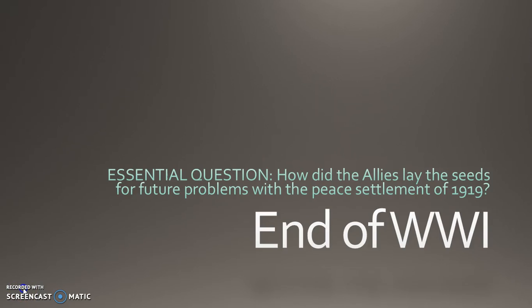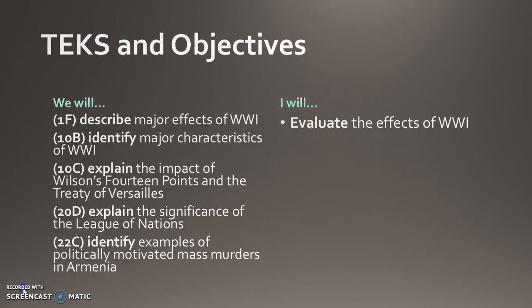Guys, in this video we will be discussing the end of World War I. We are going to be describing the major effects of World War I. We will be identifying major characteristics of World War I. We will be explaining the impact of Wilson's 14 points and the Treaty of Versailles, and we will be explaining the significance of the League of Nations and identifying examples of politically motivated mass murders in Armenia. By the time that we are finished, you will evaluate the effects of World War I.